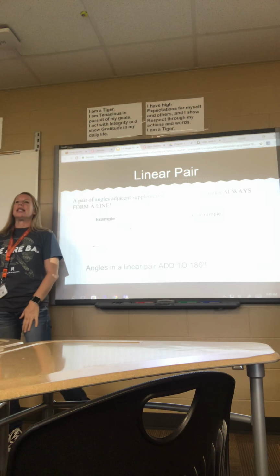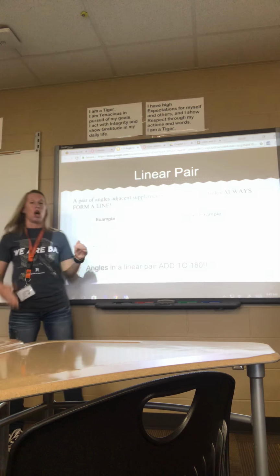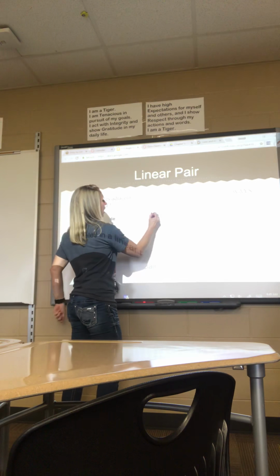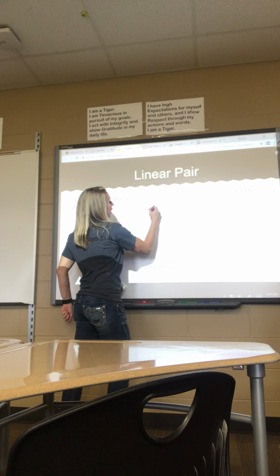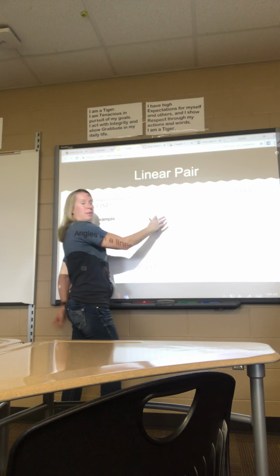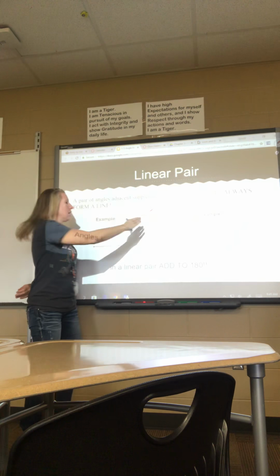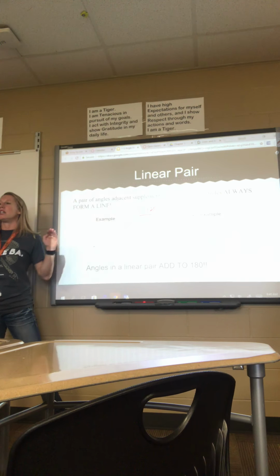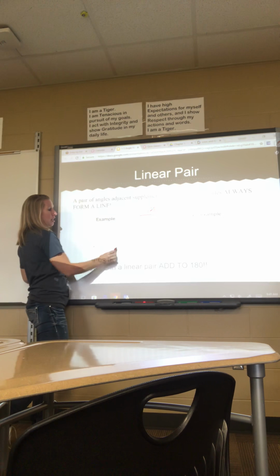Okay, a linear pair. A linear pair is always supplementary. But like supplementary angles, you can have an angle over here and an angle over here. Those are supplementary, but they are not a linear pair. This is a linear pair because it forms a line. They have to be adjacent. They have to share a side.